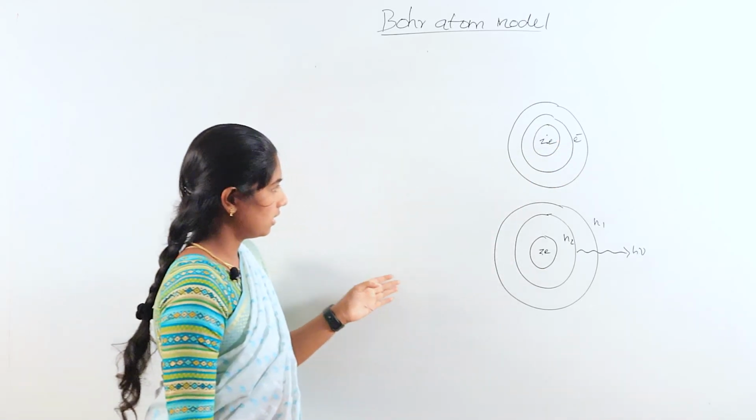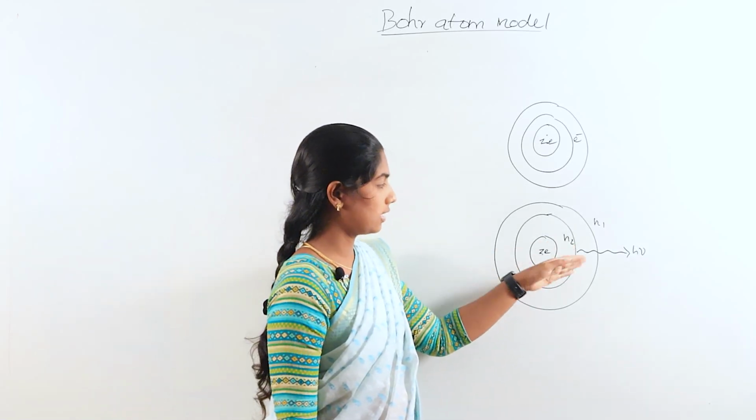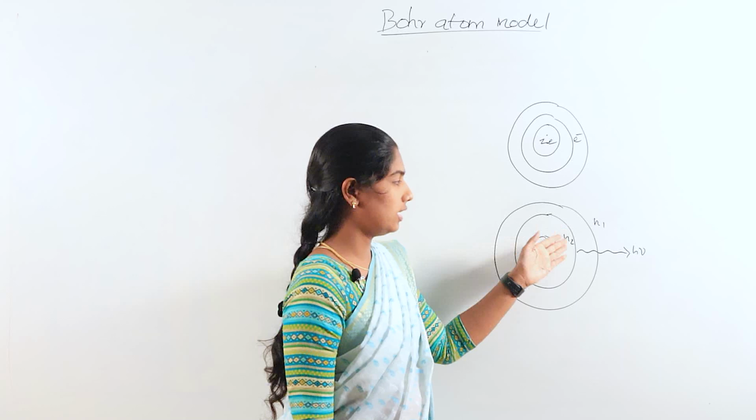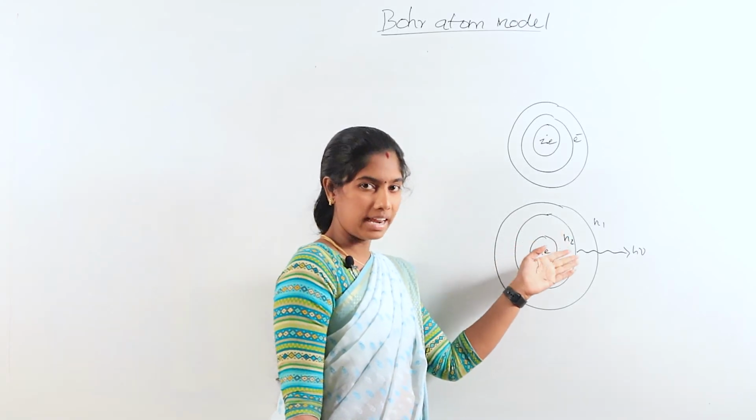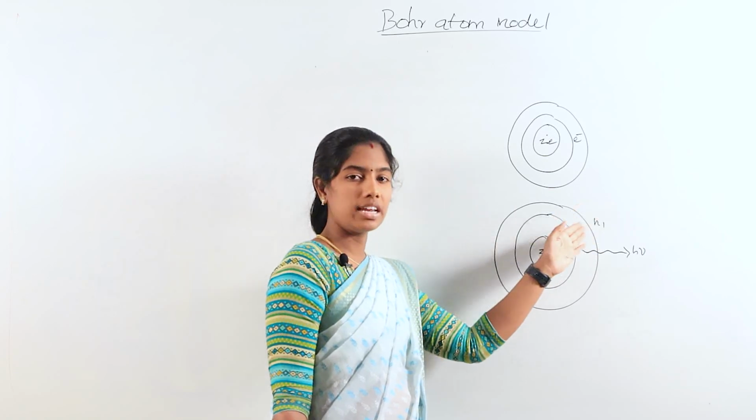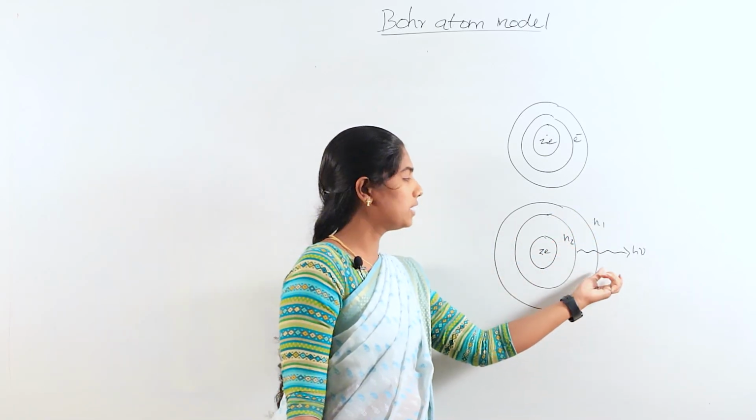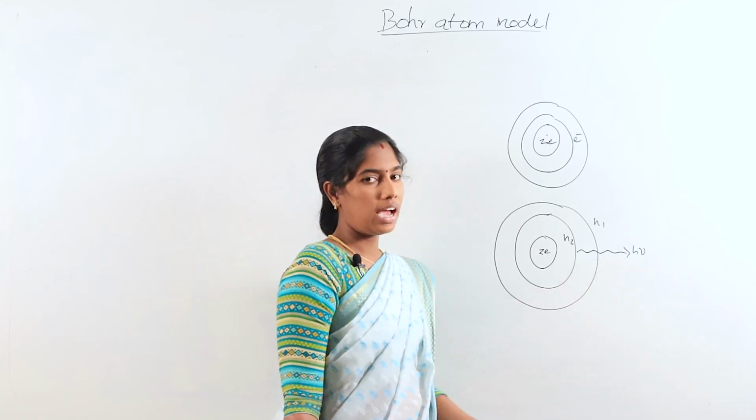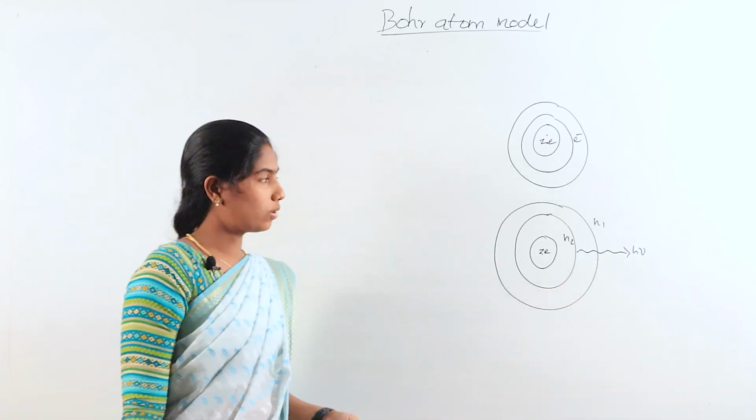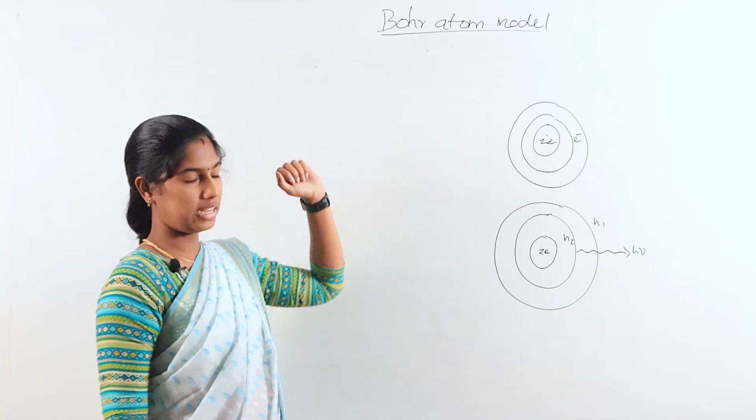And the second postulate is: an electron radiates energy when it jumps from a higher energy state to a lower energy state. When it emits the energy, the emission of energy is h nu, and we can also call it a photon. I'm going to briefly explain the first postulate.